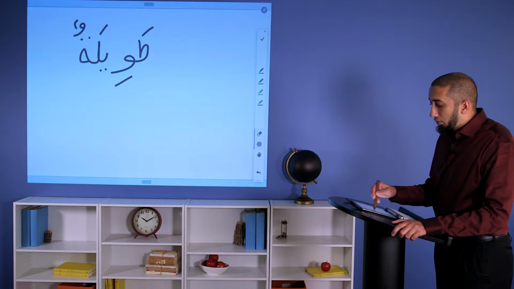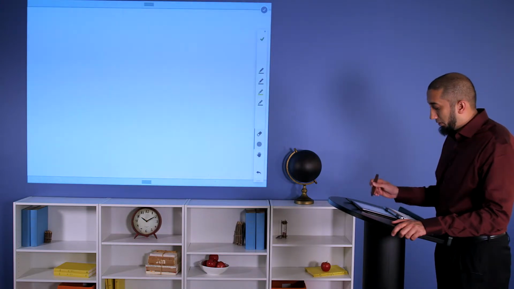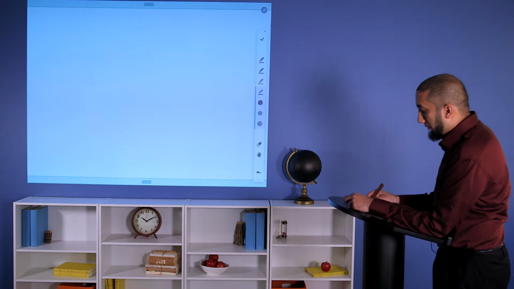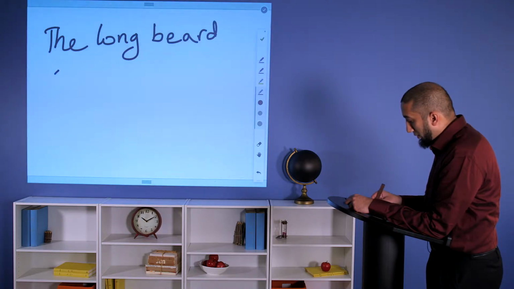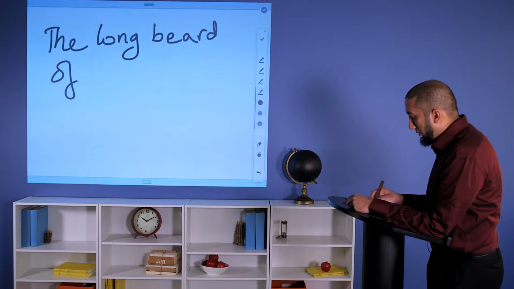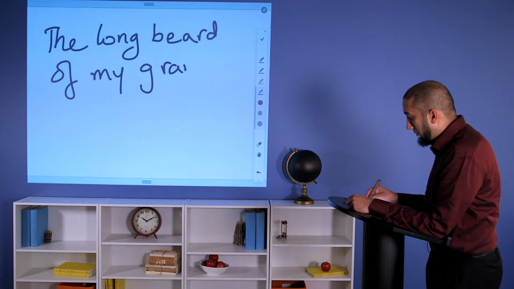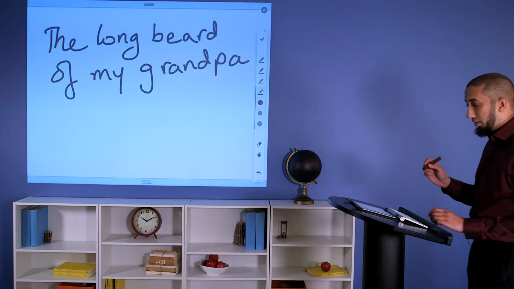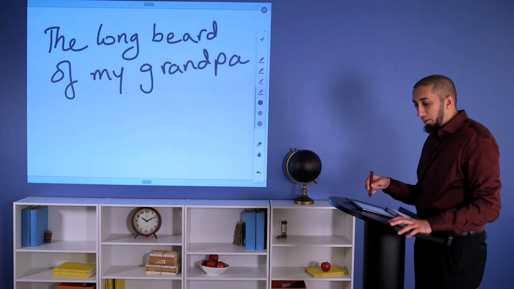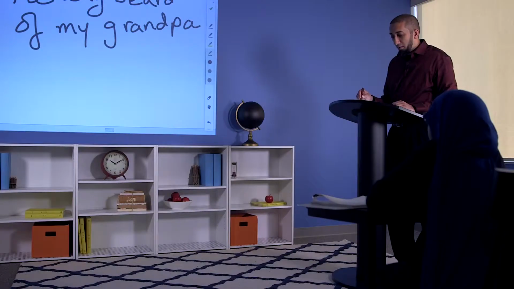Now the complication I want to teach you about is if I say: the long beard of my grandpa. We're not going to write the Arabic yet, but I want you to understand what's happening in the grammar. Long is obviously a sifa of what? Of beard, which is a mawsoof. Yes?